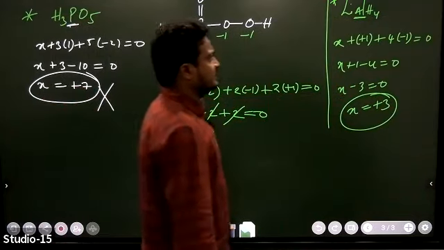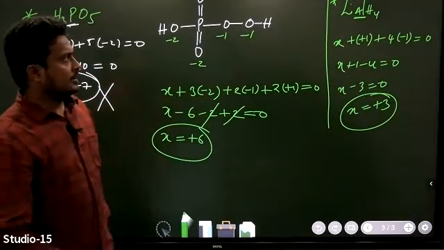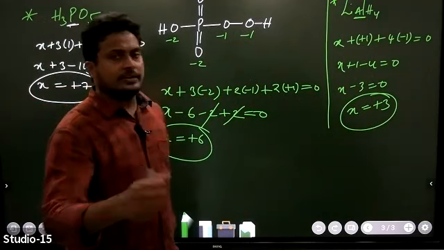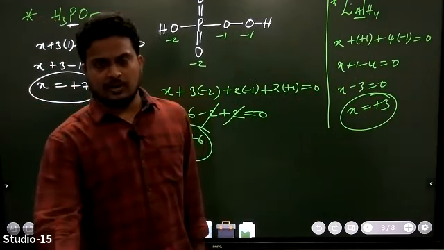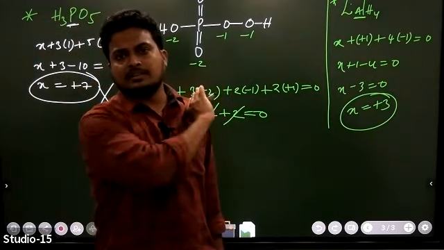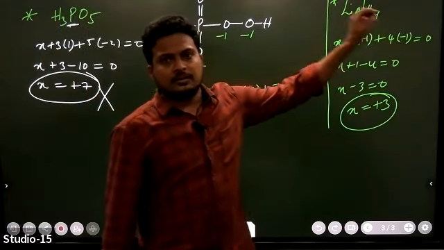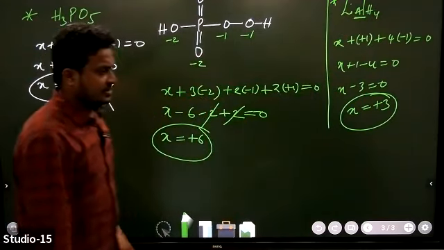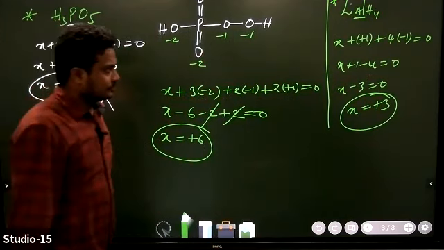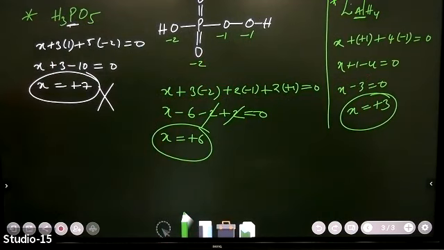Here, what is the exceptional one? Hydrogen. Hydrogen with metals shows negative oxidation state, because metals are more electropositive. Metals must show positive oxidation state; metals never show negative oxidation state. That is why hydrogen shows negative oxidation state here. Right? Clear? Any doubt up to here? Next one.